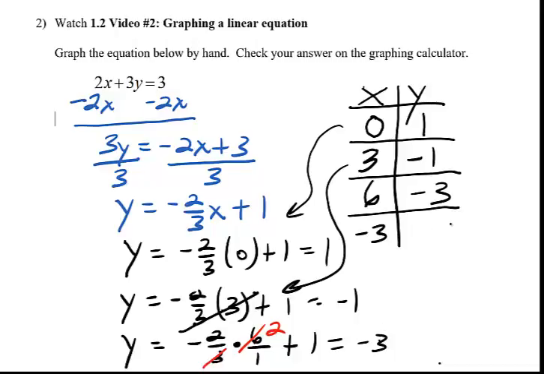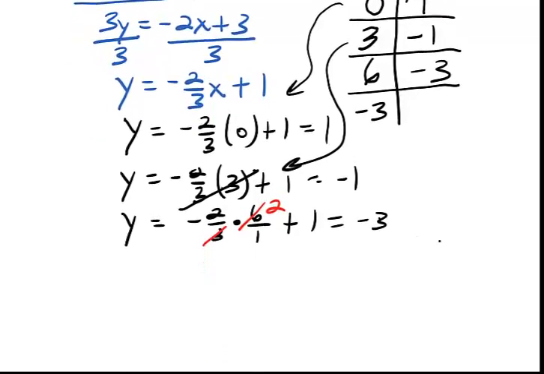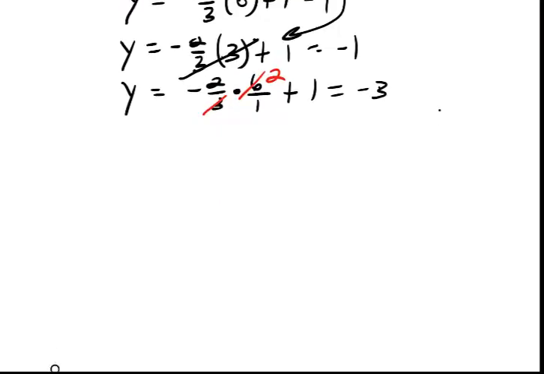If I wanted to, I could fill in that last blank, but I think we have enough now to draw our graph. Each row in the table is essentially an ordered pair that we now know is on the graph of our equation. Let's jot them down as ordered pairs. So we have the point 0, 1. We had the point 3, -1. And we had the point 6, -3.